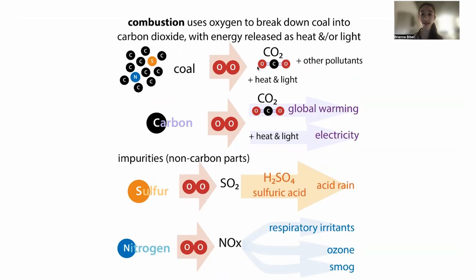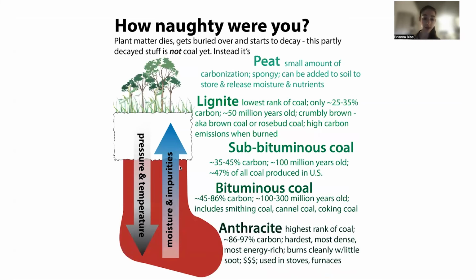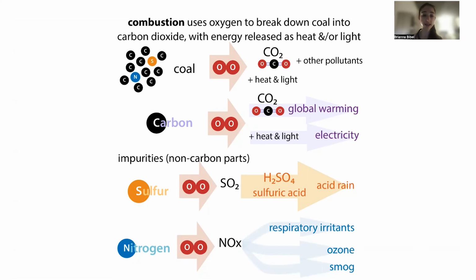But it also releases other pollutants. And so not only is the CO2 bad because it leads to global warming effects and things like this, but the things that aren't carbon in there are going to be bad. Basically you can have impurities, and just as we talked about before, these different levels of coal have different levels of impurities. The more impurities you have, the bigger the problem this is, because those impurities can then contribute to all sorts of other problems.